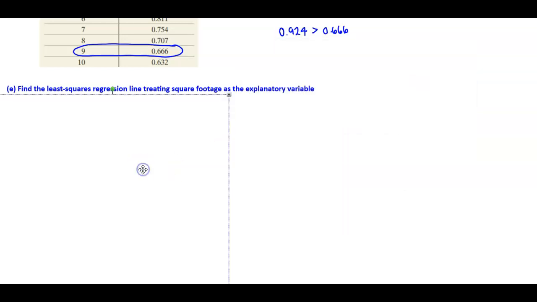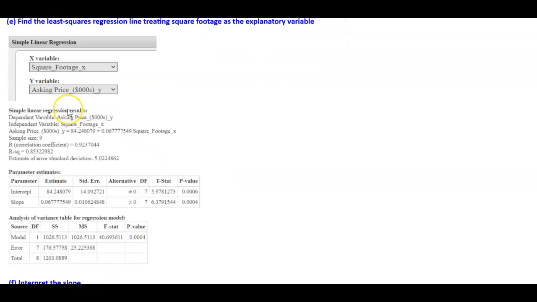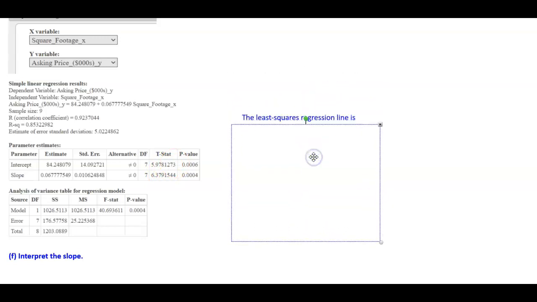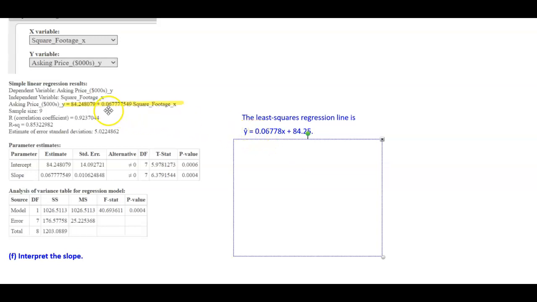So I took this information and copied it here. Here is our simple linear regression information, and here is our data. The least squares regression line is the following. We can see that y hat equals 0.06778, which is the slope, times the value of x, plus the y-intercept, which is 84.25, rounded to 2 decimal places. So there's our least squares regression line.